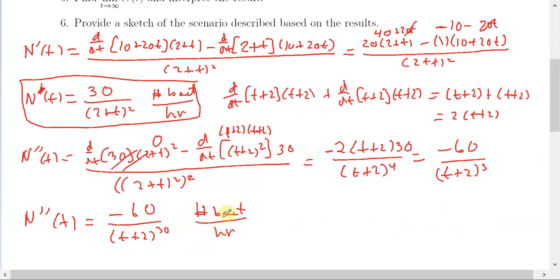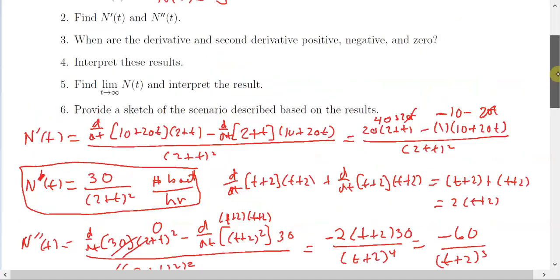So that's the change in the change. In other words, it's telling me how that growth is changing. A lot of times they'll say hour squared, but it is really number of bacteria per hour. So that's your second derivative. That was what I was asked to find. So let's see what we want to do with these.